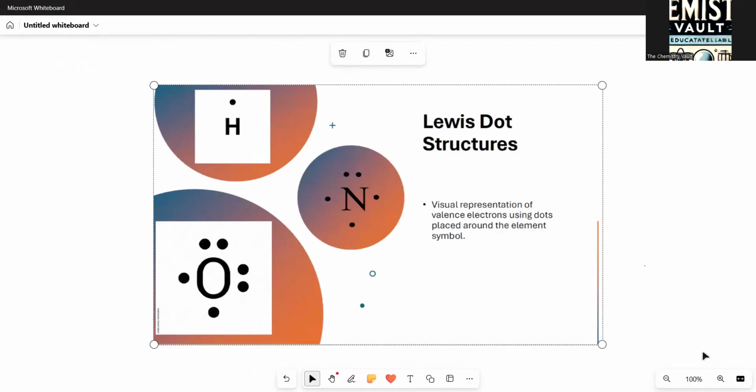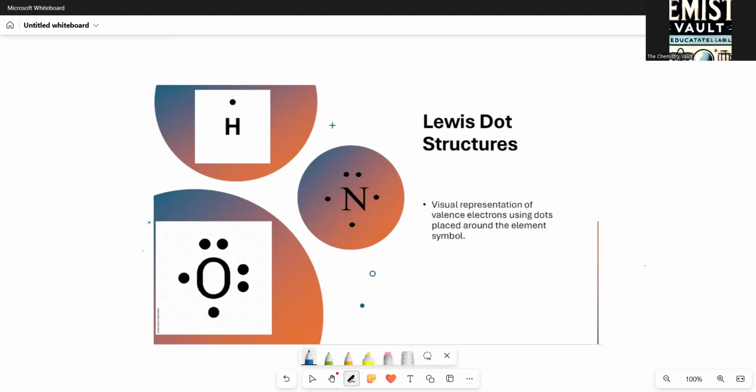We will break down Lewis dot structures and formal charges step by step. Let's make chemistry visual and easy. A Lewis dot structure is a diagram that shows only the valence electrons of atoms involved in bonding. Dots are used to represent electrons. You will see lone pairs and bonding pairs clearly. So the Lewis dot structures are the visual representation of valence electrons around the element symbol.